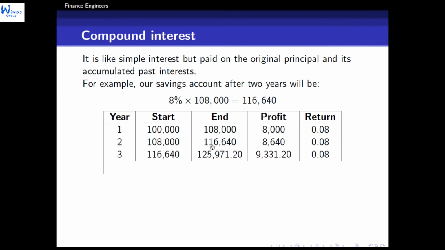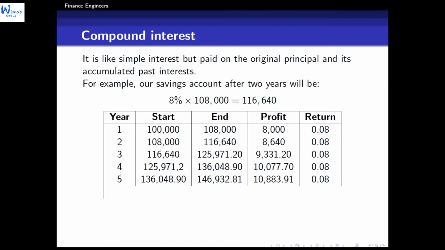In the third year, we are going to do the same. Now starting the third year with the ending of the second year, which is 116,640, we end up with 125,971.2. So you see now how the profit is changing. Instead of being 8,000, now we have 9,331. So you continue 4 years, 5 years, up to 10 years.